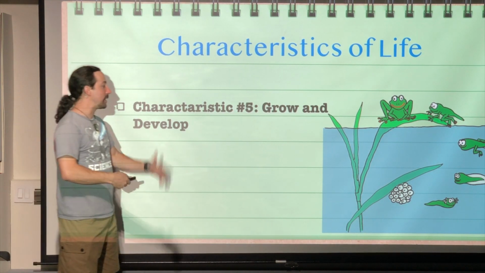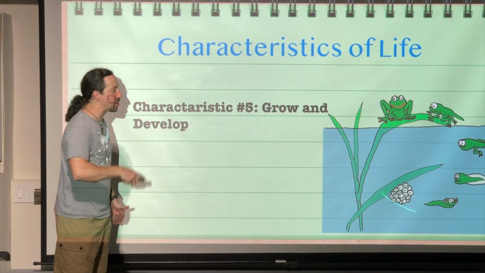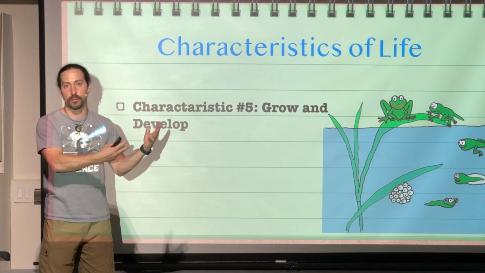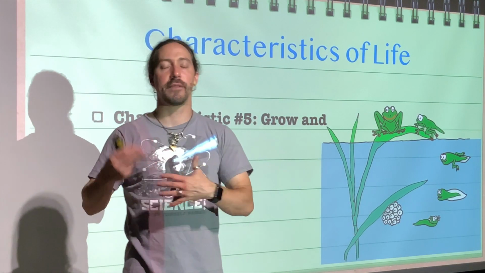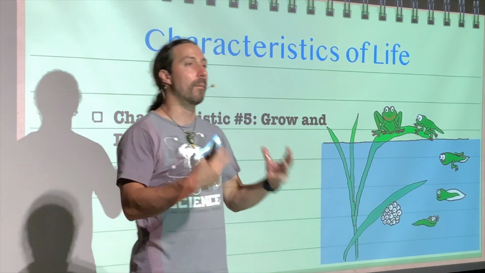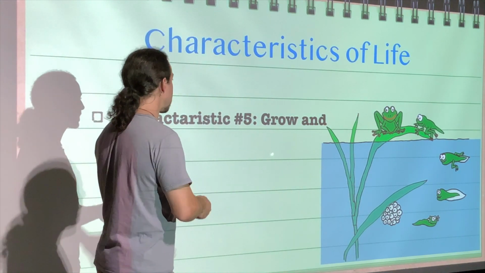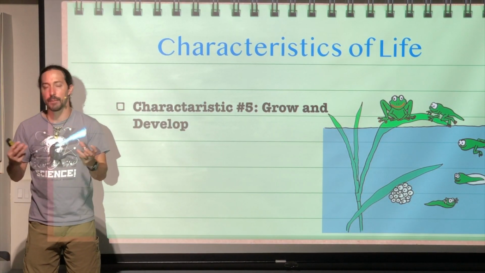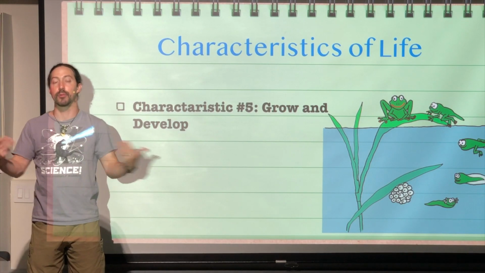Now, not everything has to develop in such an extreme way as going from a tadpole to an adult frog. Not every organism is obviously going to have a larval stage to the adult stage. But all organisms are definitely going to grow in size, and that's going to help them to develop to the point where they are able to reproduce.